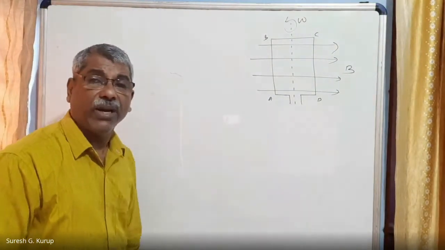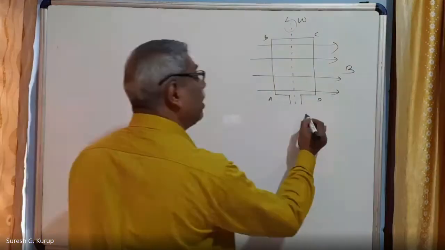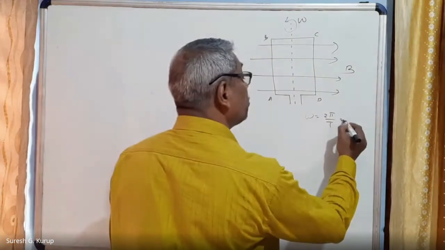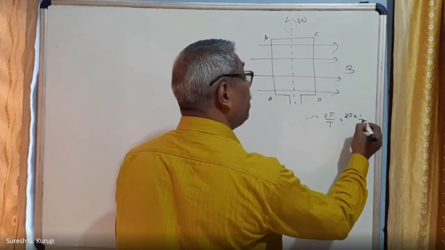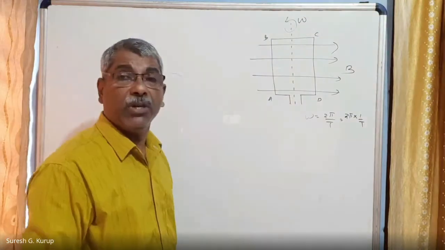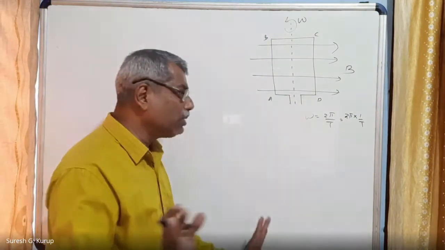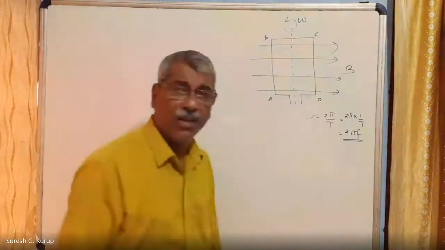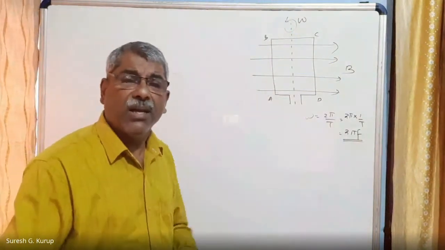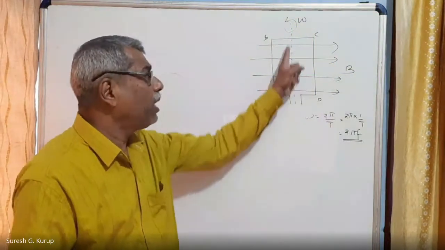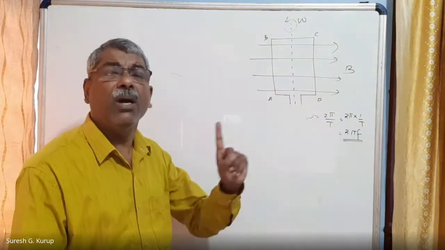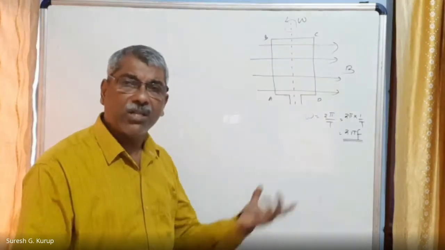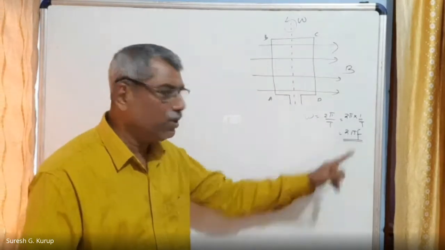Angular velocity omega is sometimes called angular frequency also, because omega is equal to 2 pi by T, or this is equal to 2 pi into 1 by T. But 1 by T, the reciprocal of the time period, is equal to frequency. Therefore, this is equal to 2 pi f also, we can say. That is the frequency of rotation. That means how many complete rotations the coil will make in 1 second.